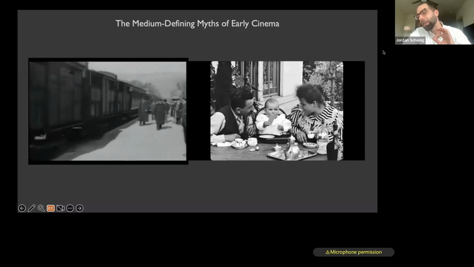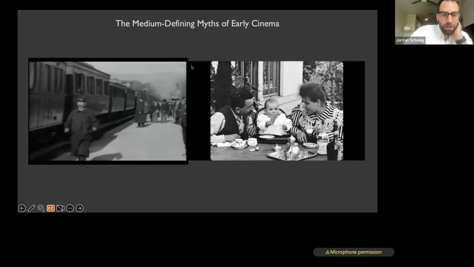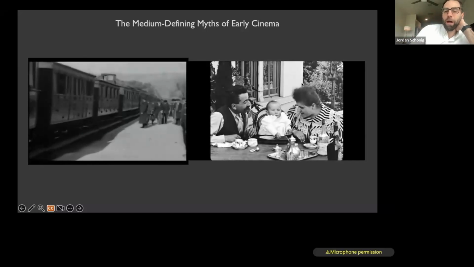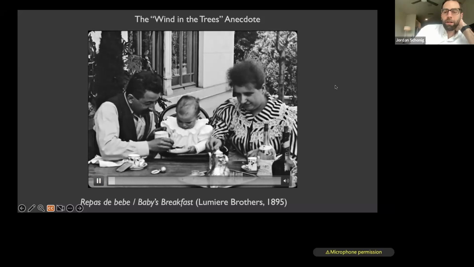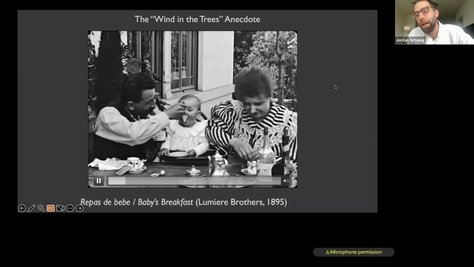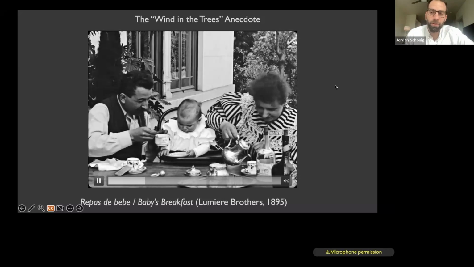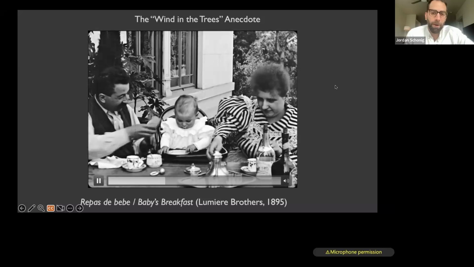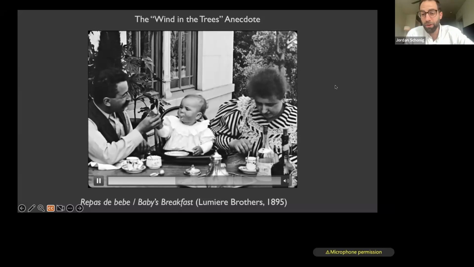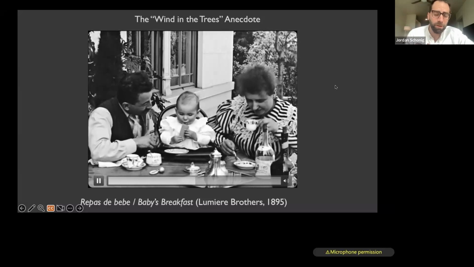Myth number two, less famous, but equally important for film studies, is called the wind in the trees. And it's attached to this image on the right. So I want to play you this image. This image that we're looking at here is also from that same collection of 60-second short films projected in front of a cafe in France in 1895. It was part of the same collection that you saw the train film. And this film is called Baby's Breakfast, or Baby's Meal.